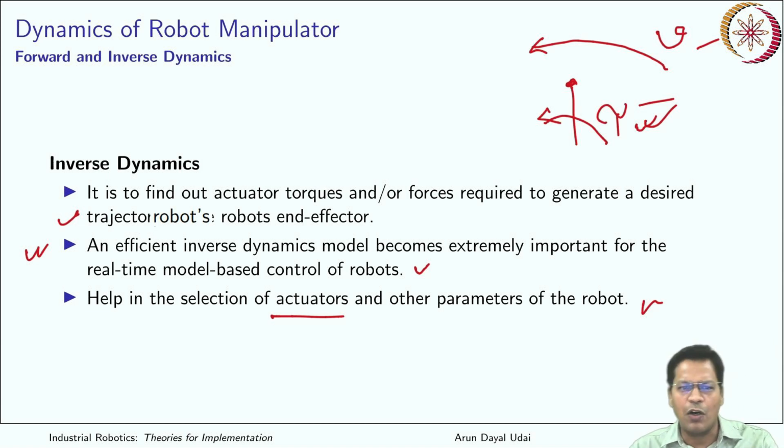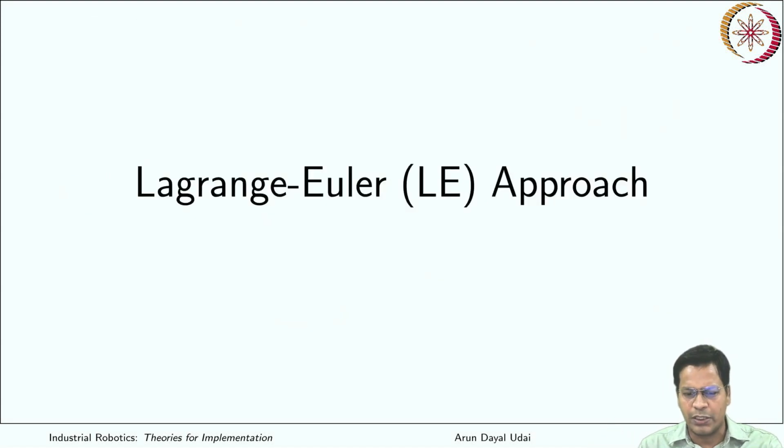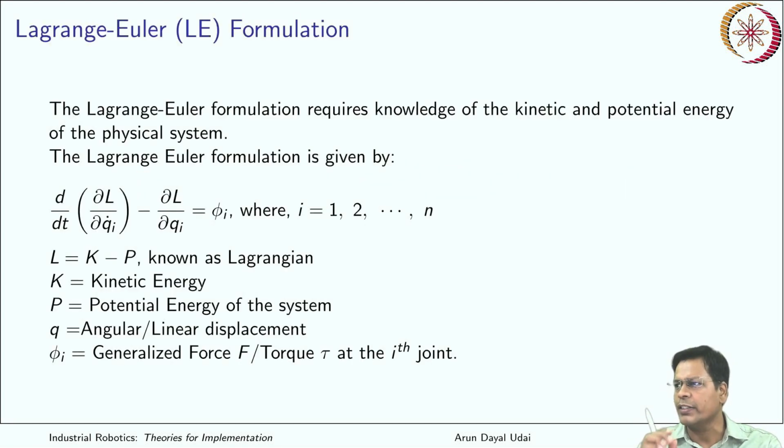There are various kinds of algorithms that help you get the equation of motion for a particular robot. A few of them, as I have named earlier, are the Lagrange-Euler approach and the Newton-Euler approach. Today we'll start with the Lagrange-Euler approach first. How does that help you arrive at the equation of motion for a given robot system? The Lagrange-Euler formulation requires knowledge of the kinetic and potential energy of a physical system. So this is an energy based approach.